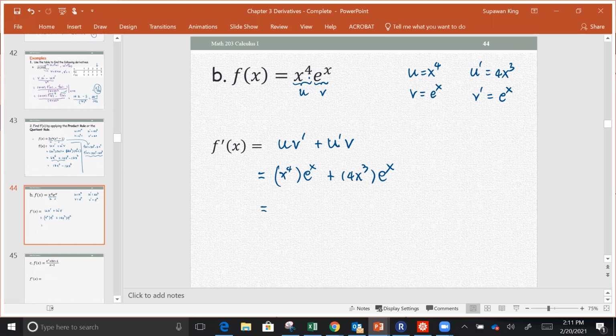We see the common factor e to the x, and also x to the power 3. So the first term, we have one more power of the x left. The second term, we have 4. So this is a simplified form of the derivative of this function f.